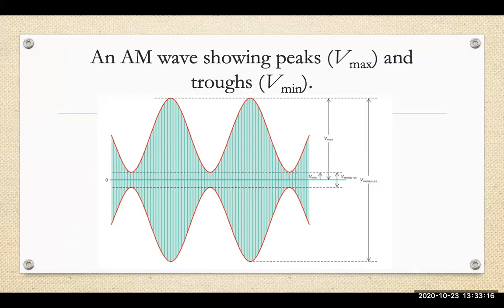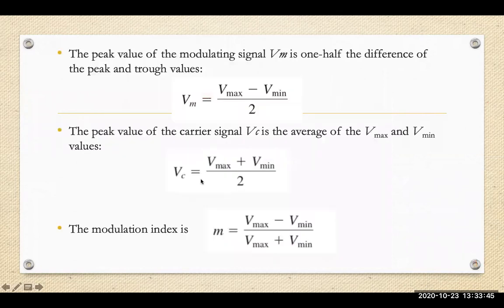So yung Vmax is actually one half the peak to peak. Tama? Peak to peak value mo, one half of the peak to peak value of the AM signal. So, ayan, kapag sinubtract natin yung Vmin from Vmax, it produces the peak to peak value of the modulating signal. Okay, so one half of that peak value na yon. Okay, so again, this is the carrier signal V sub C, the peak value of the carrier signal, which is equal to Vmax plus Vmin over 2.